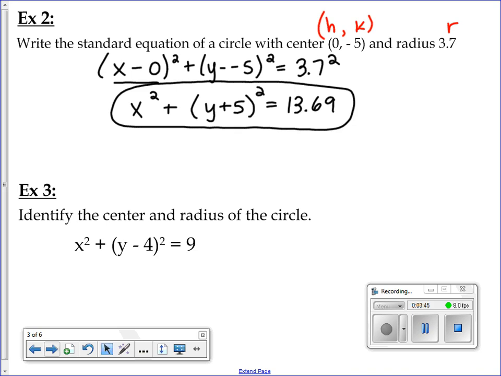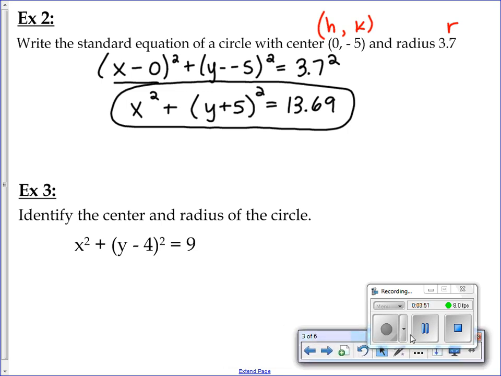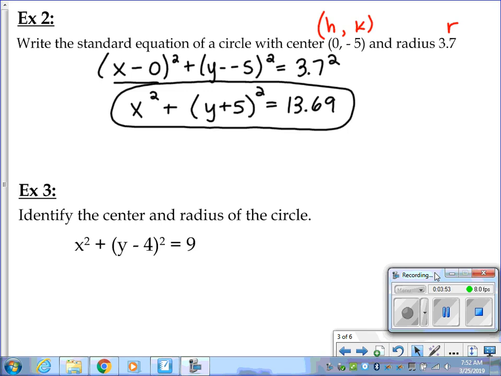Okay, example 3, we are going to identify the center and the radius of the circle. This one's a little bit backwards because I give you the equation and we're trying to find center and radius. So remember, center is that H, K, and then your radius is the R.